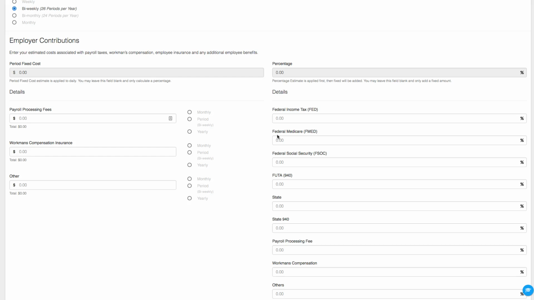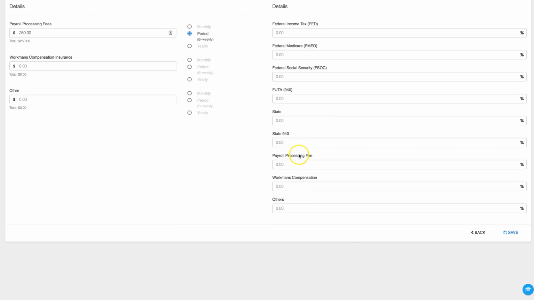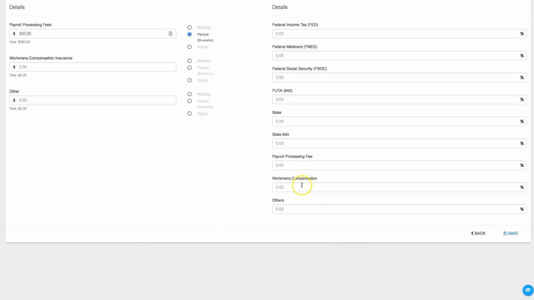Some of them, like payroll processing for you, might be fixed. You might pay $150 per pay cycle or $250 per pay cycle to process payroll. If that's the case, then you would enter that here and then select period. Workman's comp insurance might be fixed, but it might not be. Your workman's comp insurance might be a percentage of payroll. And then there's a spot for other.